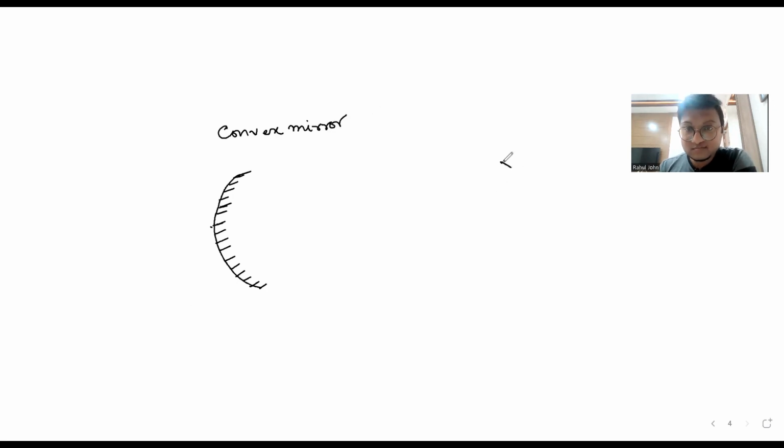Similarly, this. So which side will be facing you? Obviously, the non-silvered side. That is this side. And this side is bulging inwards. So this will be a concave mirror.